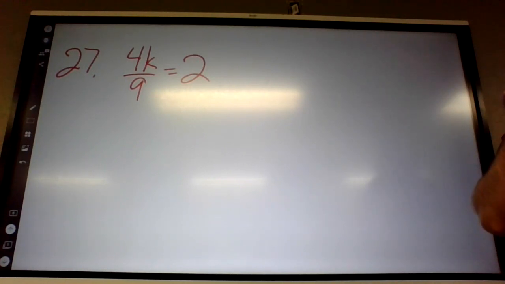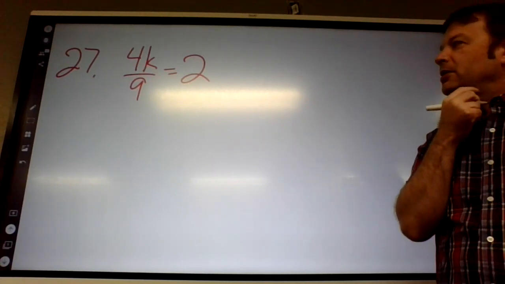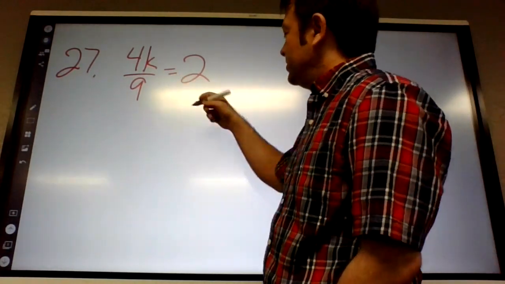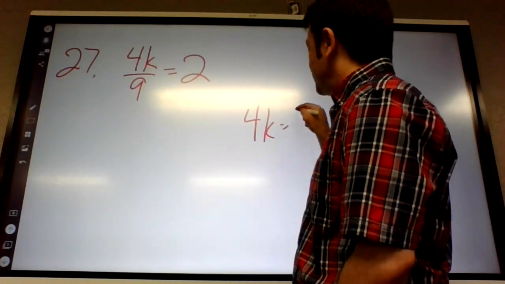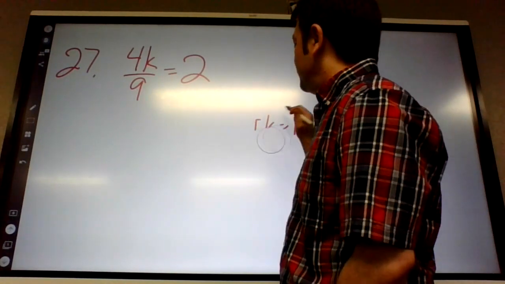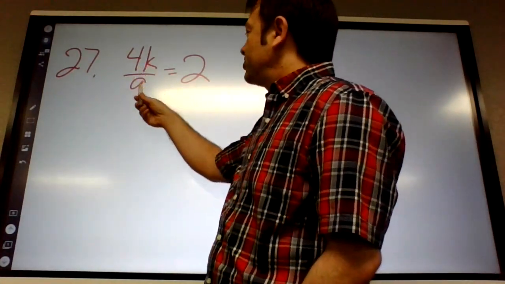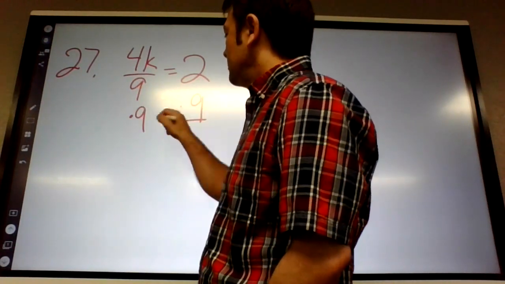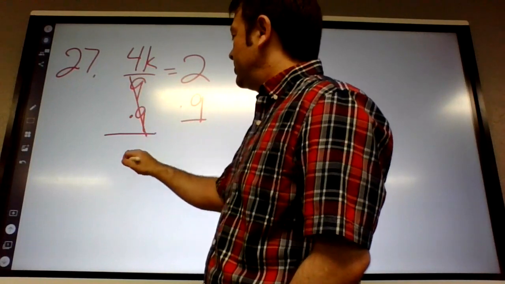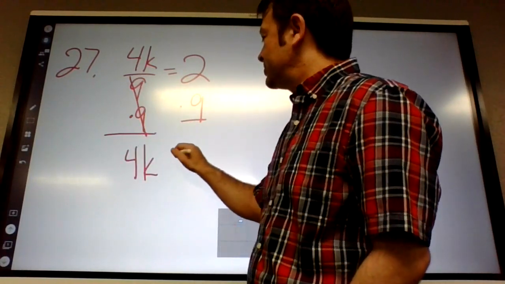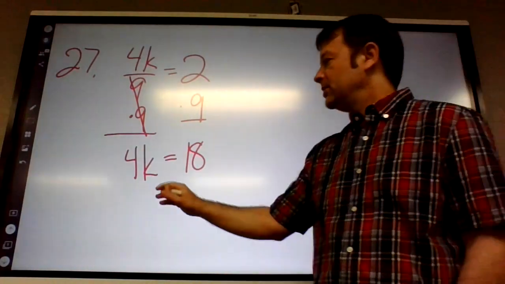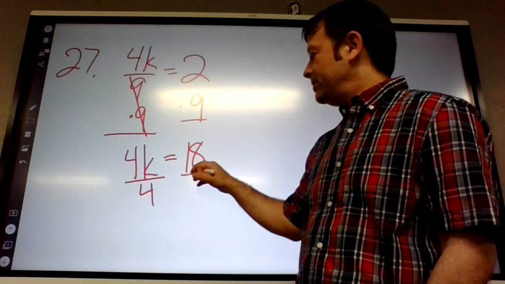Okay, Luke, how do we solve that? Multiply by 4? No, multiply by 9. If it said 4k equals 12, it would be divided by 4, right? Yeah. Multiply by 9 to get rid of the divide by 9. So those go away, and we get 4k equals 18. Then what? Divide by 4. Does 4 go into 18?